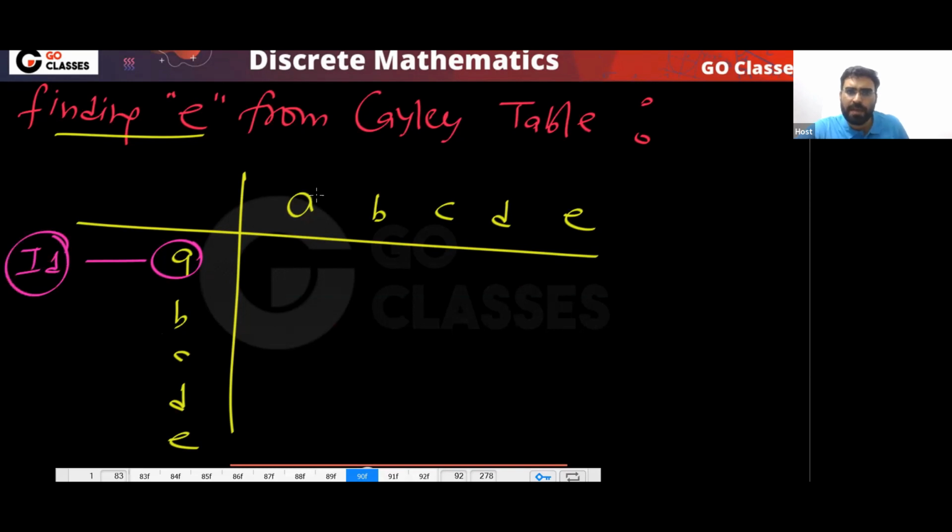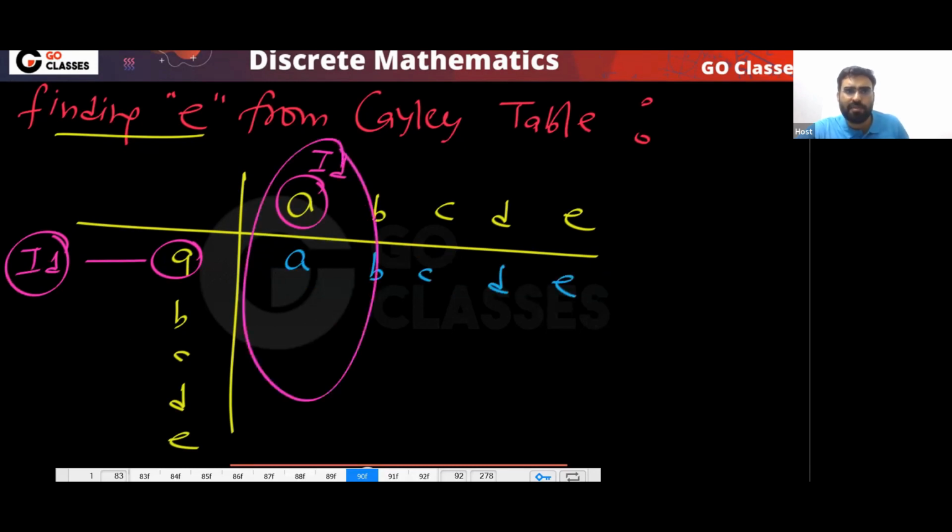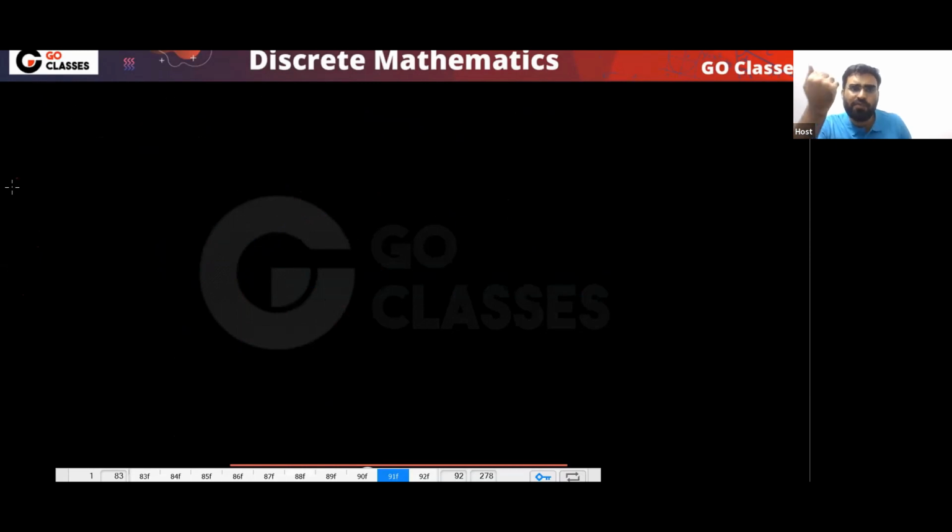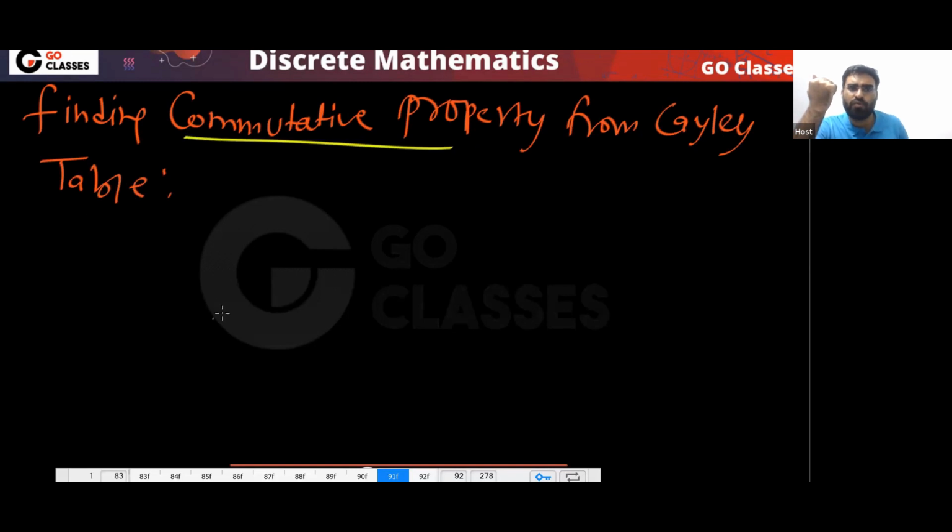If this is the identity element, then what will happen? The row of the identity element is the same as the header, so you will get A, B, C, D, E. Similarly, the column of the identity element will be the same as the header, so this will be A, B, C, D, E. So this is how you can find the identity element from a Cayley table. How will you find the commutative property from the Cayley table? Just check whether it is symmetric or not. It simply means symmetric.